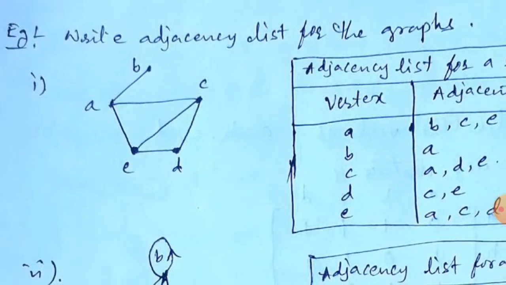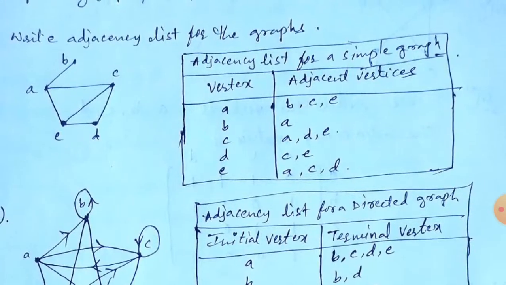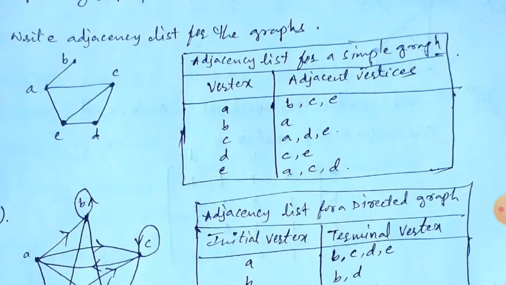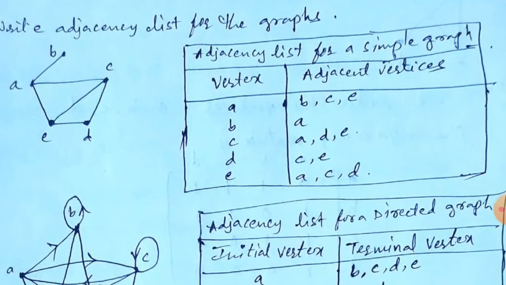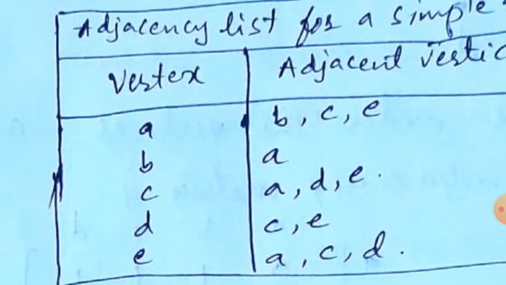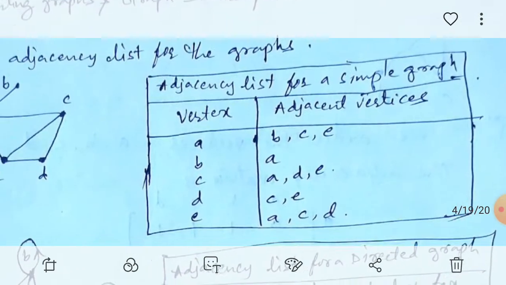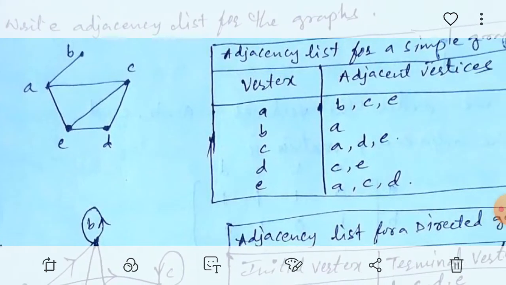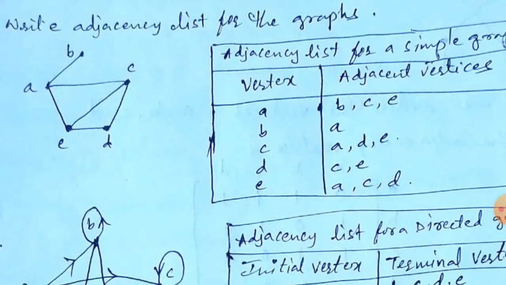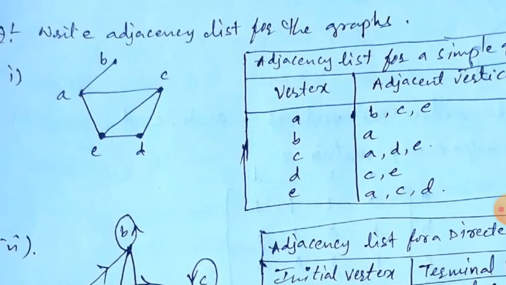In the first graph, observe A, B, C, D, E are the vertices and the edges are also there. Now the adjacency list for a simple graph: the vertex is given, and the adjacent vertices for each vertex are given. Observe here A has adjacent vertices B, C, E. So why are we calling these adjacent vertices? Observe the vertex A: to all these vertices B, C, E, there is an edge. Now observe A to B there is an edge. That's why B is adjacent to A.